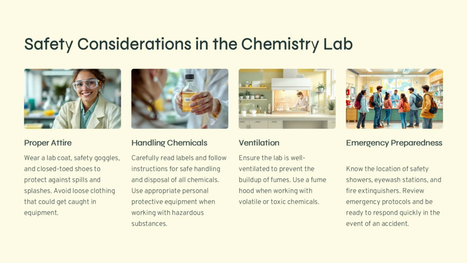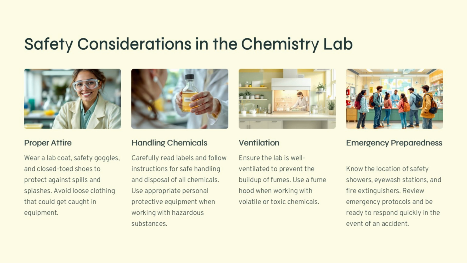Safety in the chemistry lab is critical to protect ourselves and others. First, it's important to wear the proper attire, a lab coat, safety goggles, and closed-toed shoes to guard against spills and splashes. Loose clothing can get caught in equipment, so we want to avoid that.